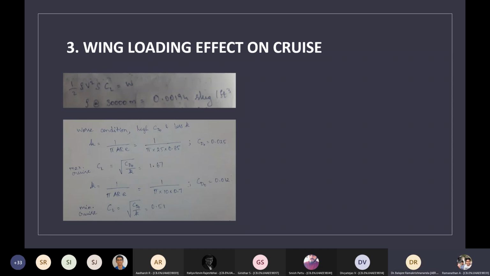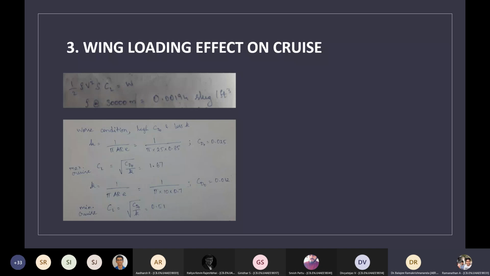So for CD naught to be 0.025 and K to be the least, which corresponds to aspect ratio of 25, and E to be 0.85, I got maximum cruise CL to be 1.67. And for the other case, which is lower aspect ratio and lower wing efficiency, I got CL to be 0.51.